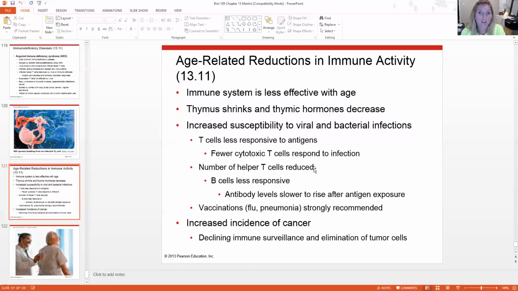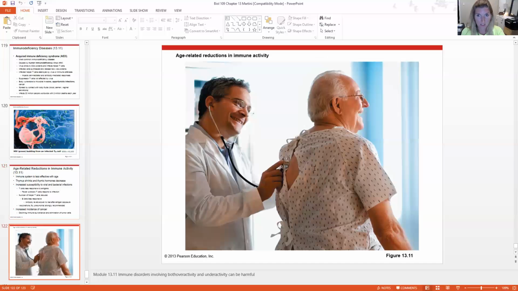Other age-related changes or reductions in immune activity. As with everything, it all slows down, gets smaller, gets weaker. The immune system is less effective with age. The thymus shrinks. The thymic hormones are decreasing, so your T cell production is going to decline. Increased susceptibility to viral and bacterial infections because your T cells are less responsive. There's a fewer number of cytotoxic T cells. The number of helper T cells is reduced, so that your B cells are less responsive. Vaccinations are strongly recommended in the elderly, and an increased incidence of cancer will also cause a decline in immune response. There's this guy getting checked out.